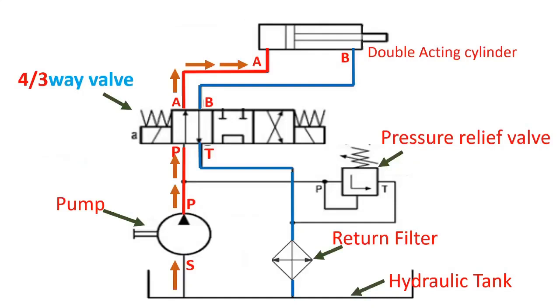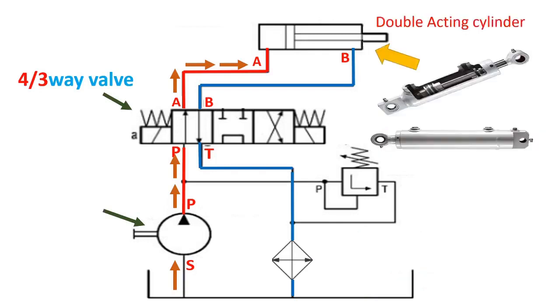Hydraulic is derived from the Greek word. Hydro means water and aulos means pipe. Now let's discuss the components of a hydraulic system.